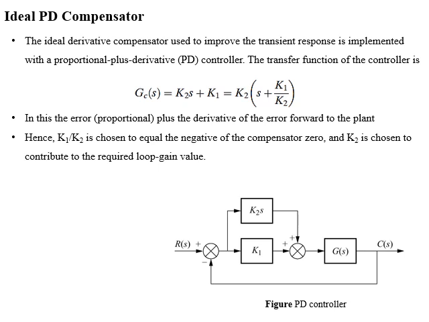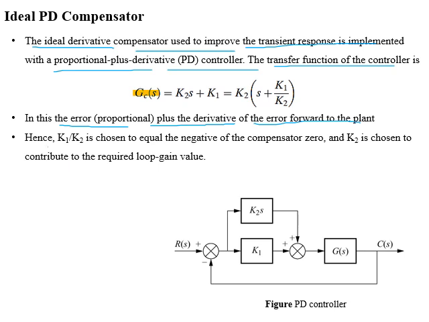Dear students, the ideal derivative compensator used to improve the transient response is implemented with a proportional plus derivative controller. The transfer function of the controller is Gc(s). In this, the sum of proportional error and derivative error are forwarded to the plant. Here K1 over K2 is chosen to equal the negative of the compensator 0, where K2 is chosen to contribute the required loop gain.